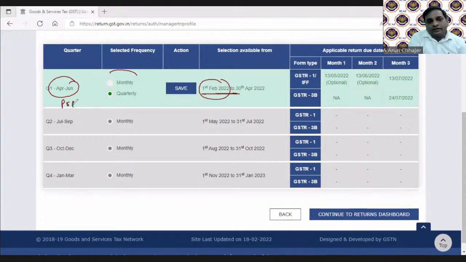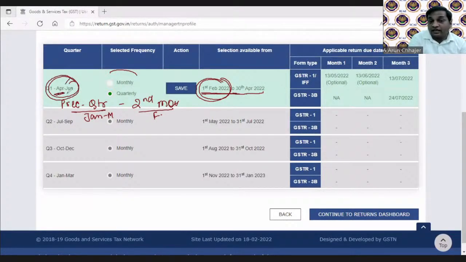the preceding quarter, second month. Preceding quarter is Jan to March, and second month is Feb. So the option would be started from 1st Feb and it is available till 30th of April. First month, current quarter, first month, last day.